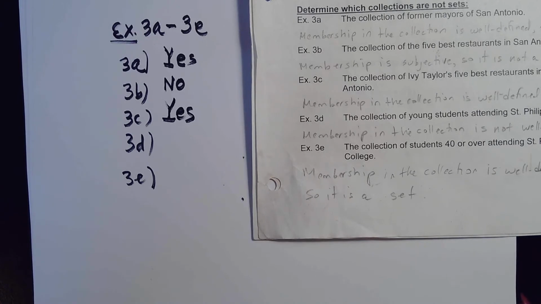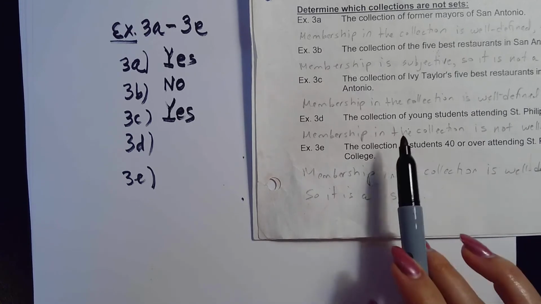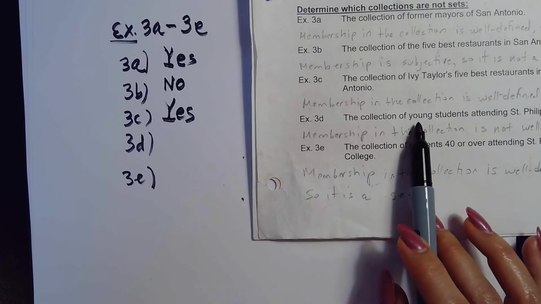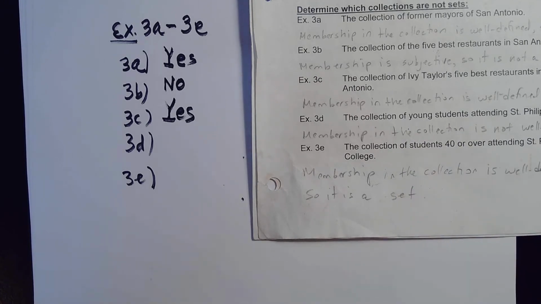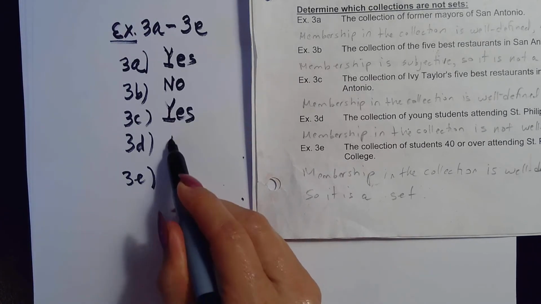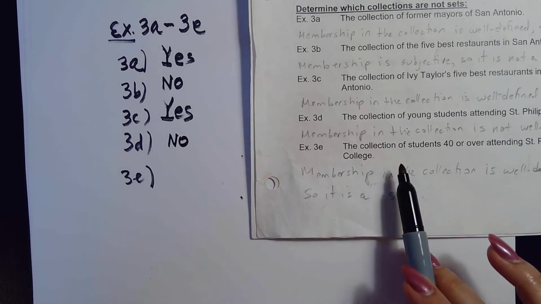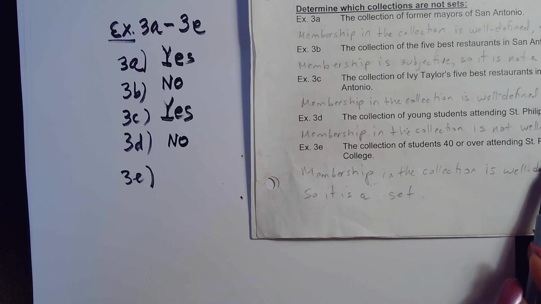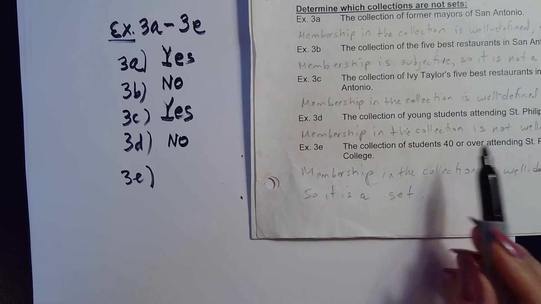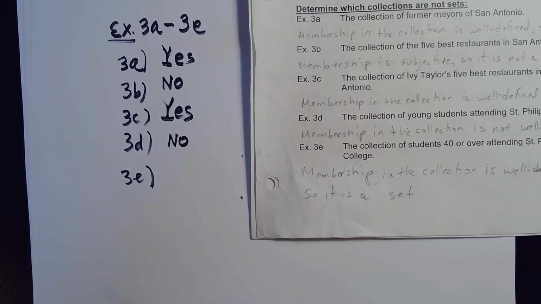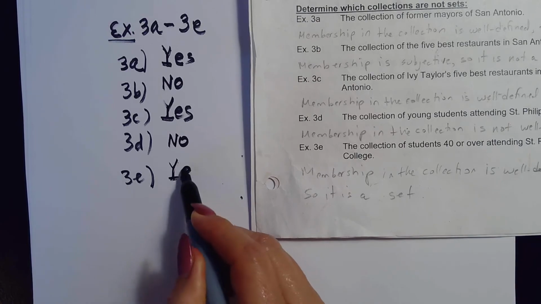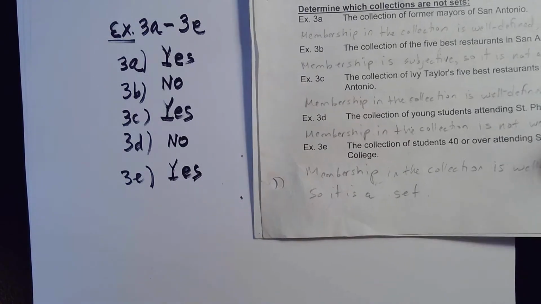3D, the collection of young students attending St. Philip's College. We do not know what they mean by young. They're not telling us what age group they're looking at, so this is not a set. And 3E, the collection of students 40 or over attending San Antonio St. Philip's College. So yeah, we can now make a list because we have the starting point, right? So 40 or over, we can create a list. So yes, that is a set.